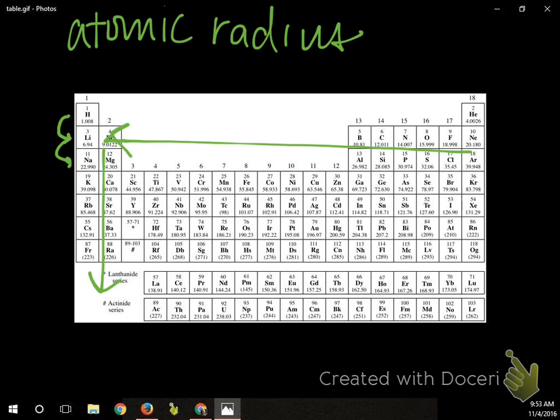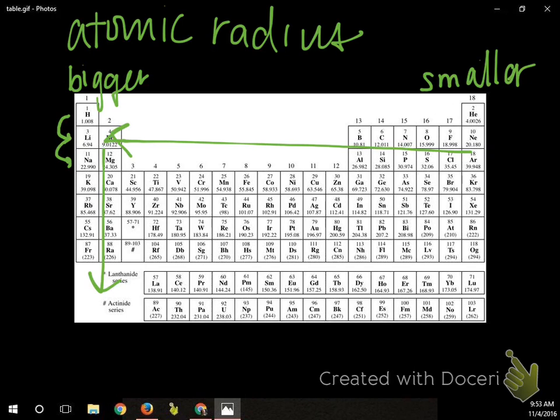As we move left to right or right to left, that trend is a little bit trickier. As you move to the right, you see a decrease in atomic radius. These are smaller, and these are bigger. You can write that on your periodic table if you want, just so you remember. These are smaller and these are bigger.